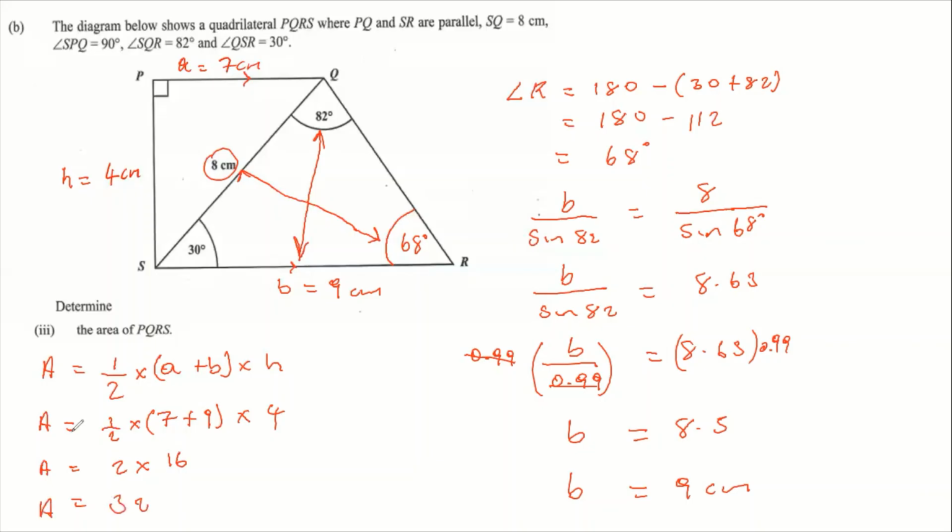But remember, it's area, so it's going to be square units. So it's going to be centimeters squared. All right? And that's how you determine the area of the shape.